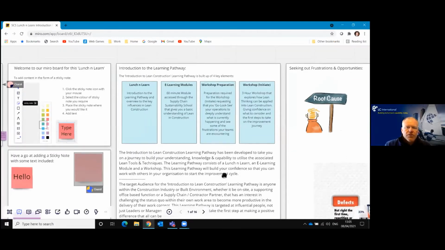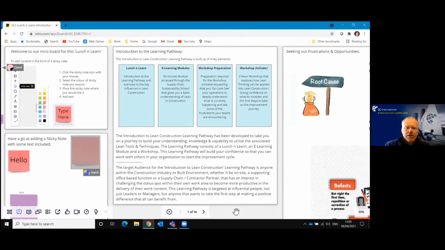For those of you that are interested in taking this pathway further, the target audience is really quite open. It's open to anybody within lean construction or the built environment, or the supply chains that support those areas, that has an interest in making a difference.